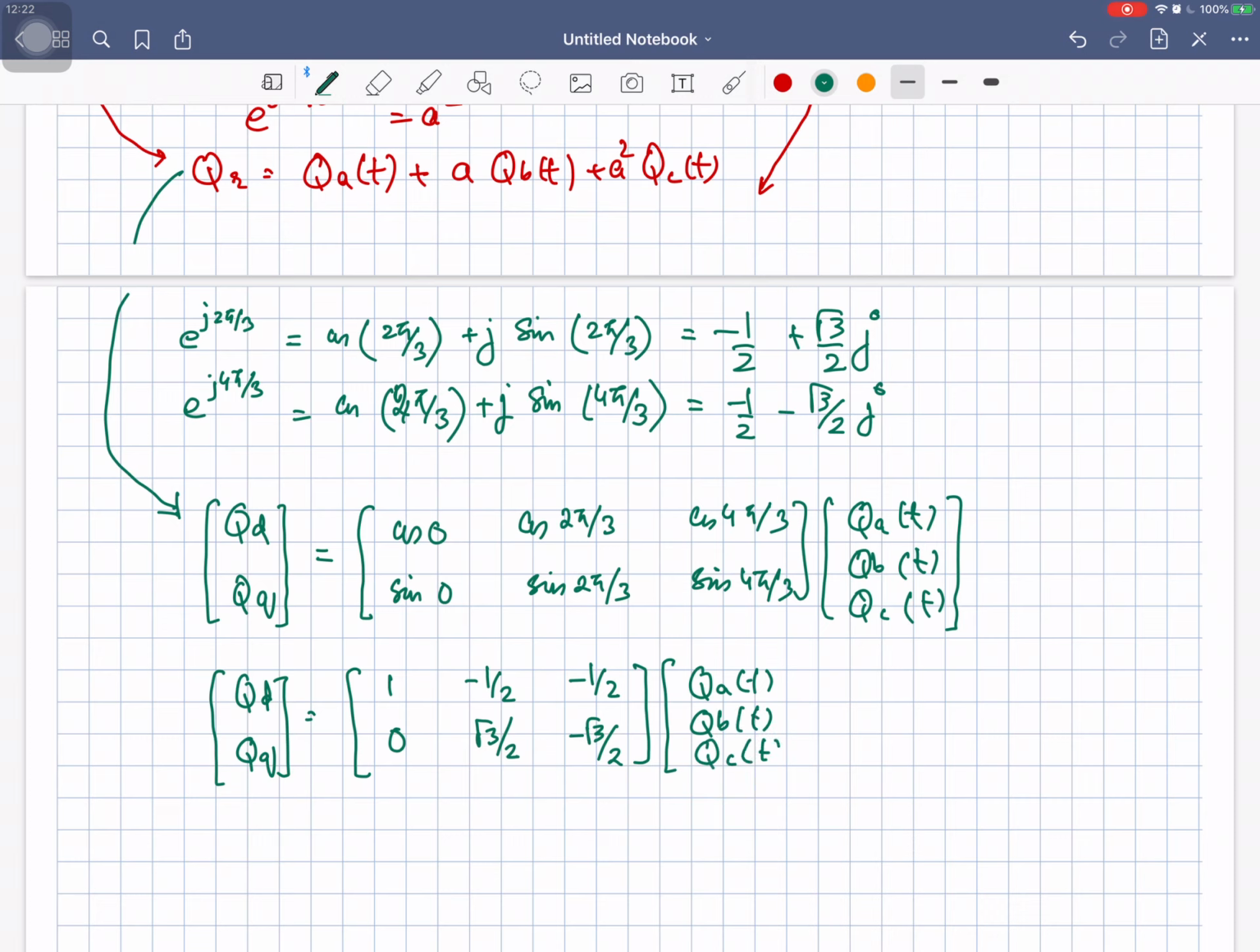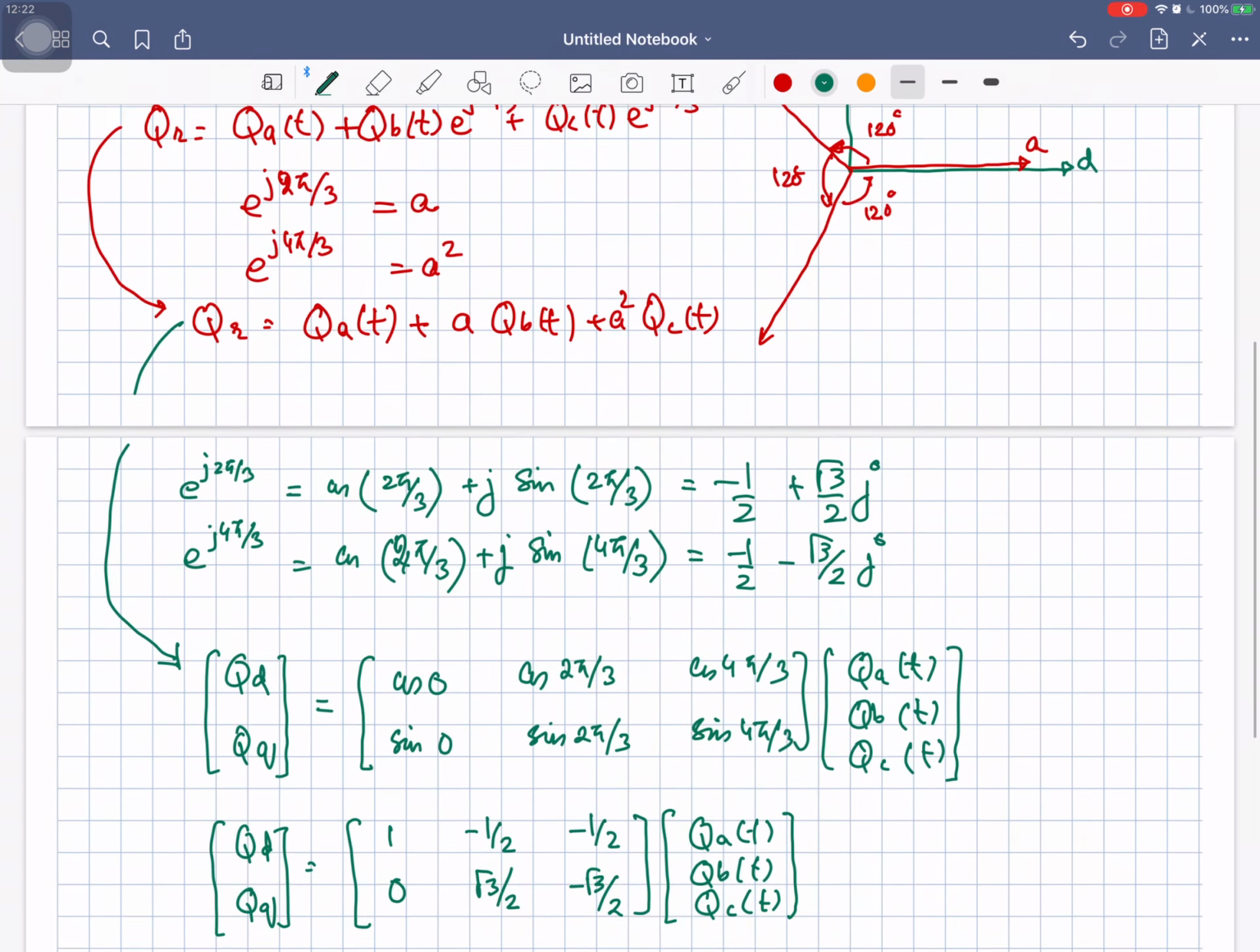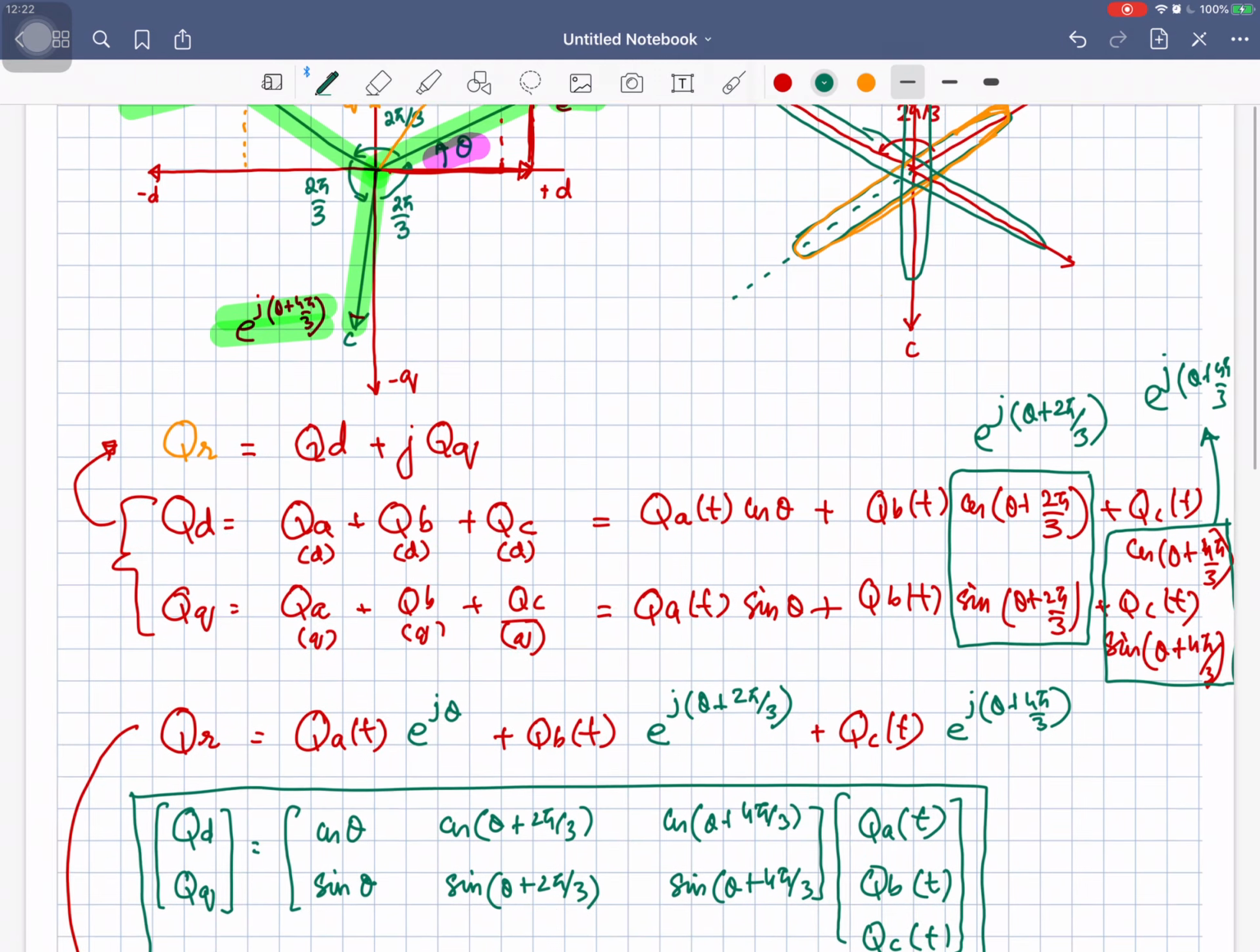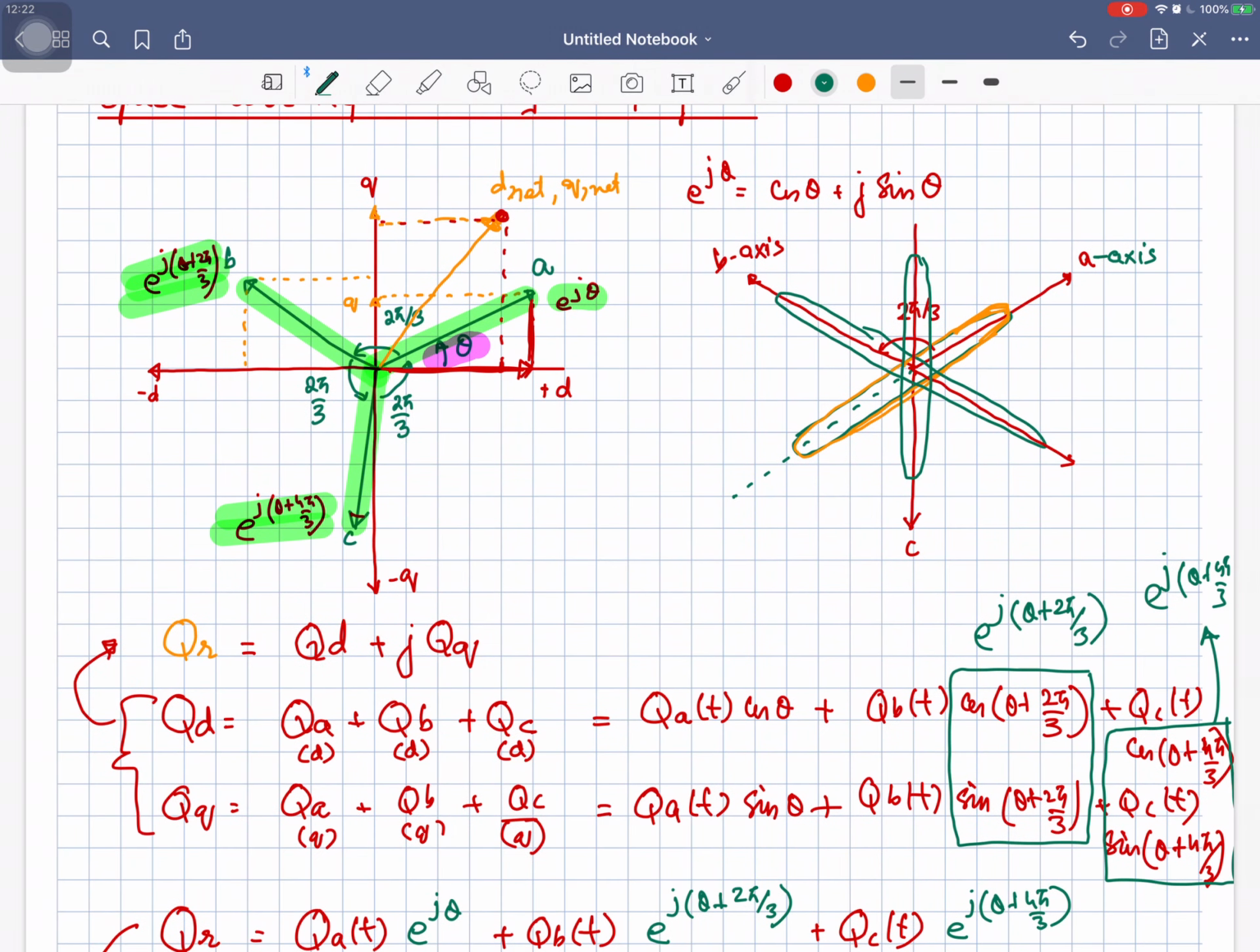So if we have the instantaneous values of the phases, we can find out their projection over the D and Q axis, and we can define a vector representing that three-phase system in this DQ plane. But this is calculated for one instant of time.